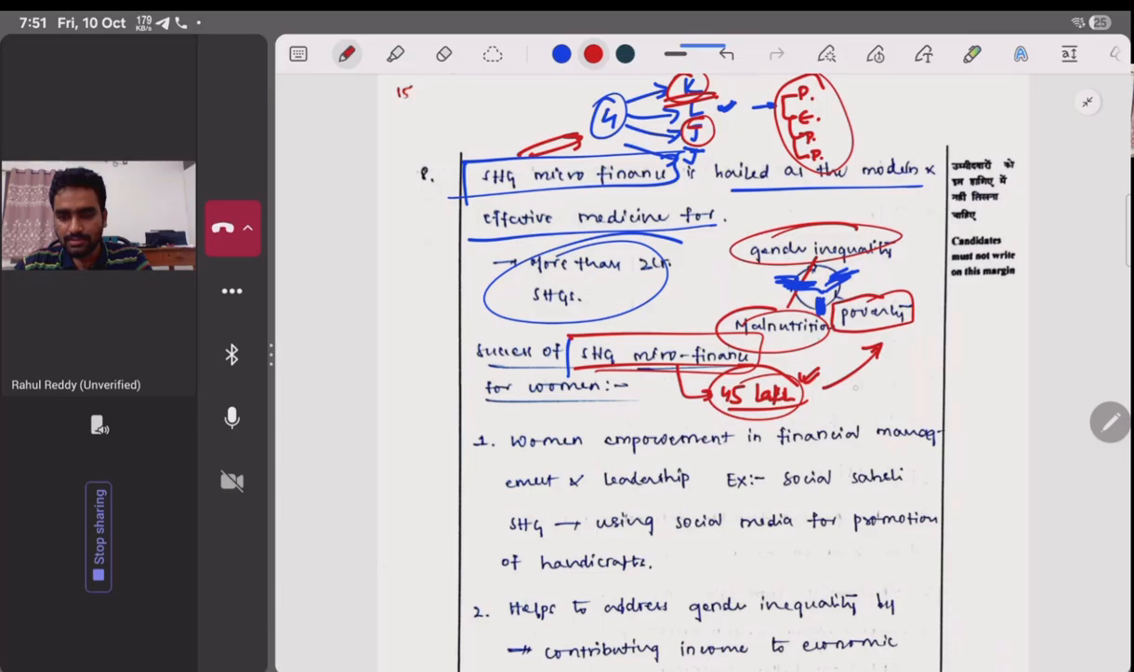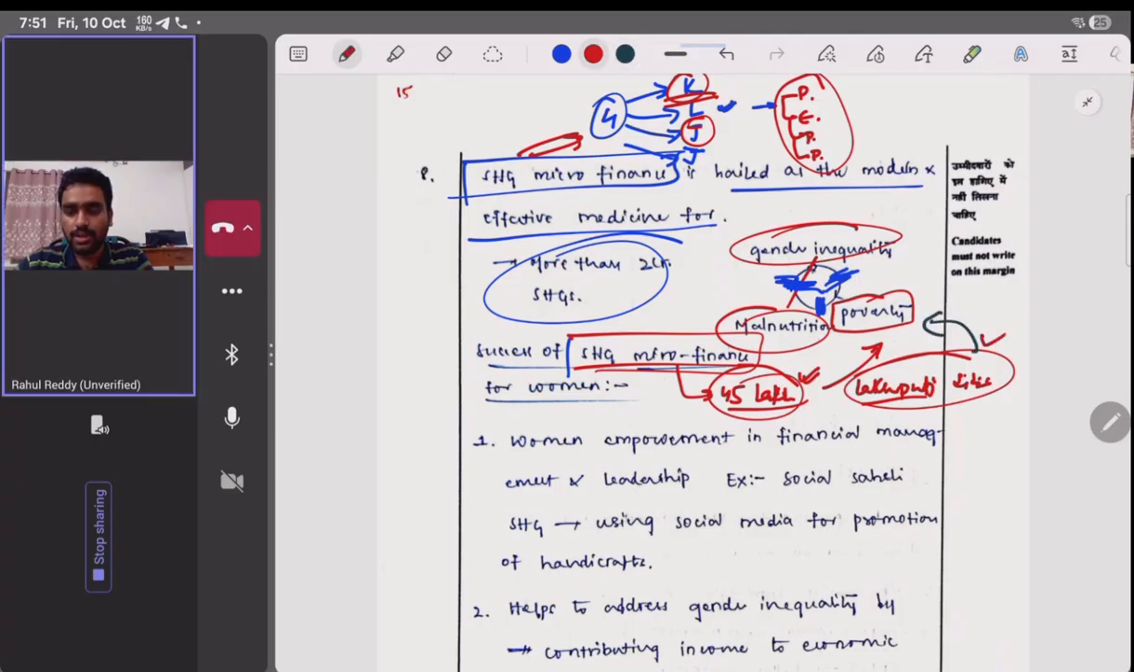like they are becoming a Lakpati Didi. They have become a Lakpati. Yes, Lakpati Didi, I wrote it, sir. Lakpati Didi means, okay, right, good. Means they have escaped the trap of poverty. First point, economic poverty, very good. How microfinance has addressed gender inequality? How they have provided the reproductive rights, sexual rights, and they have provided the economic empowerment.